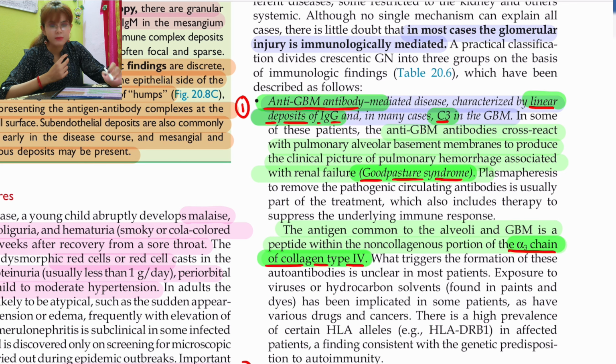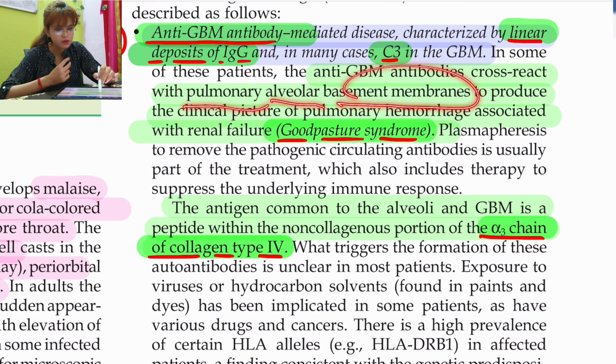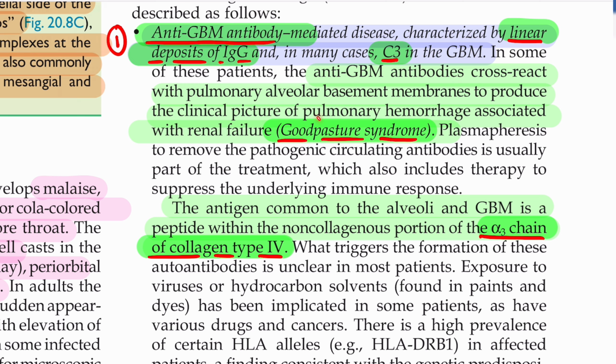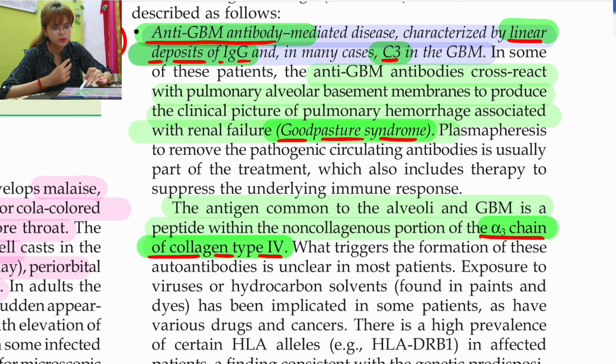This happens when these anti-GBM antibodies cross react with the pulmonary alveolar basement membranes to produce the clinical picture of pulmonary hemorrhage associated with renal failure in case of Goodpasture syndrome. And in this case, the antigen involved is the alpha 3 chain of collagen type 4. Very important in case of Goodpasture syndrome.